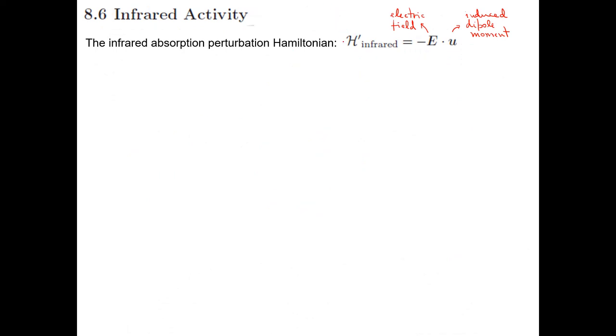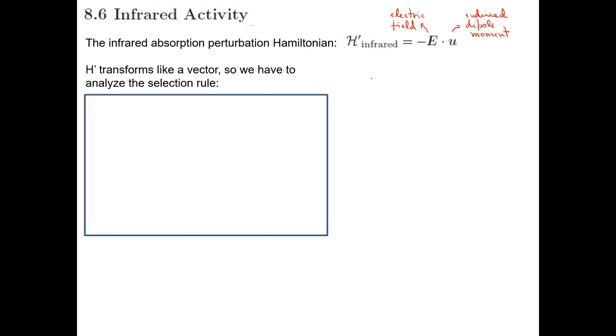For the infrared Hamiltonian, what matters is the induced dipole moment, that is, the change in dipole moment when you apply a certain normal mode displacement. That's what is going to be important in determining the infrared activity. As you see, this transforms like the components of a vector U. E is a constant, right? So we have to analyze the selection rule in the same way we did in chapter 6 for this specific case of the infrared selection rule.